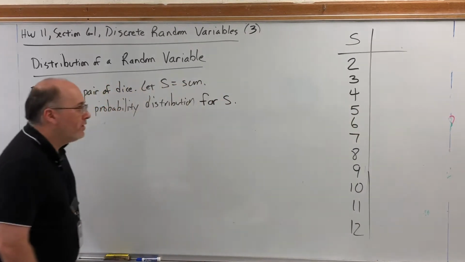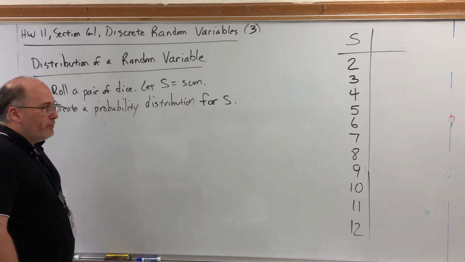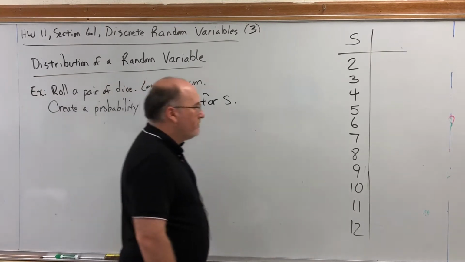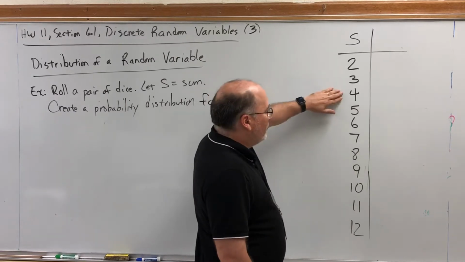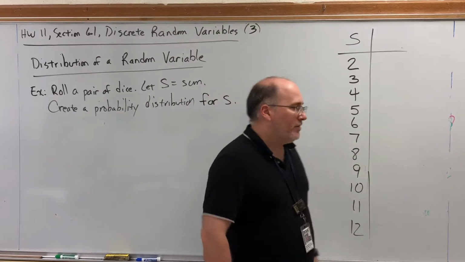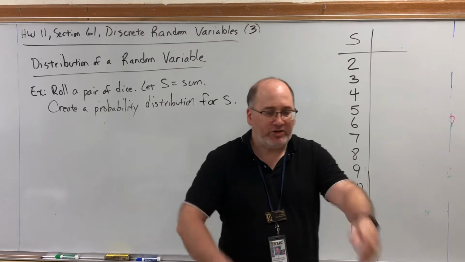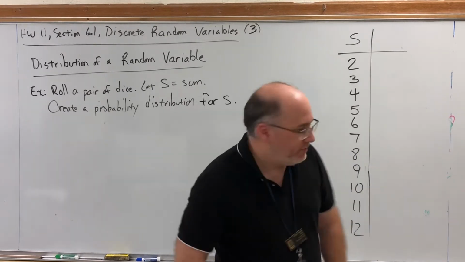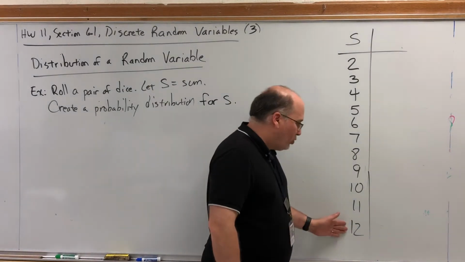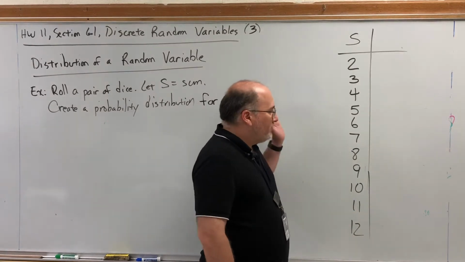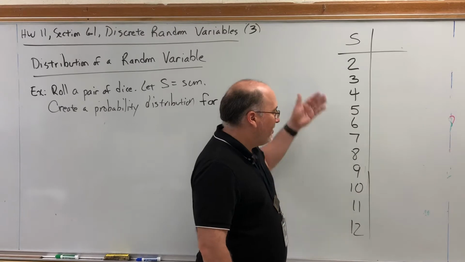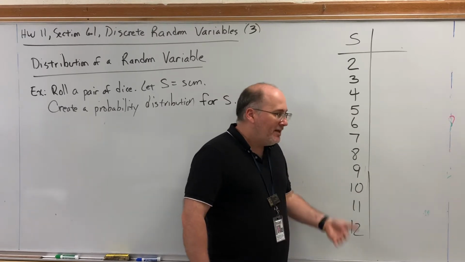Now, this would be a little trickier to do straightforward because for certain sums, there are a variety of ways to get them. For example, to get a sum of 4, I can roll a 1 and a 3, or a 2 and a 2, or a 3 and a 1. Some sums are easier, like 12. There's only one way to get that, a 6 and a 6.